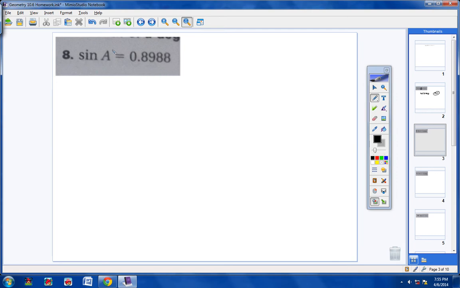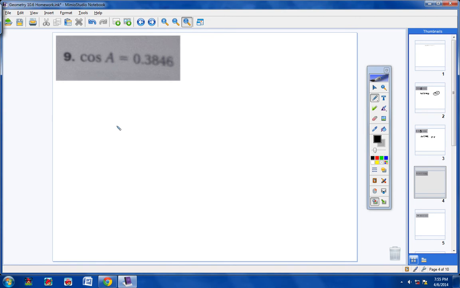Notice we have a trig equation with a missing angle, so we're going to hit second sine on your calculator, and then you're going to type in 0.8988, and if you do that correctly, you will get 64.00077 degrees. So if you round 64.00 to the nearest tenth, it will be 64.0 degrees.